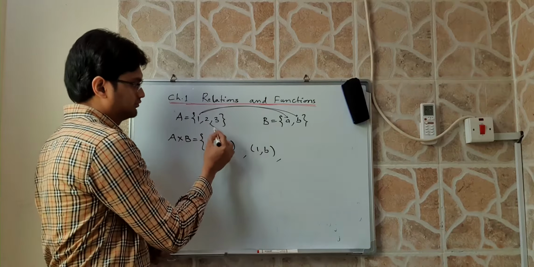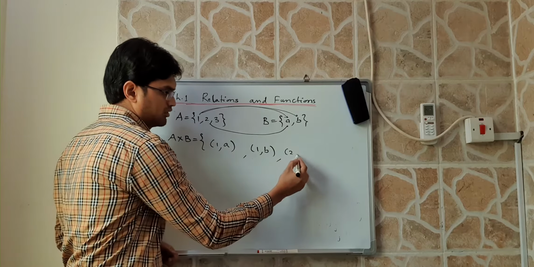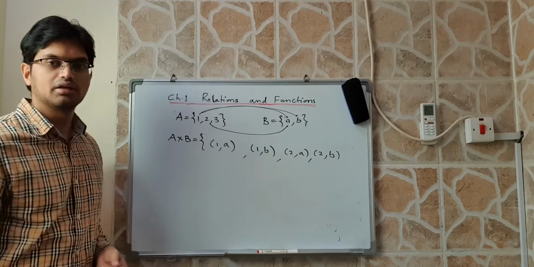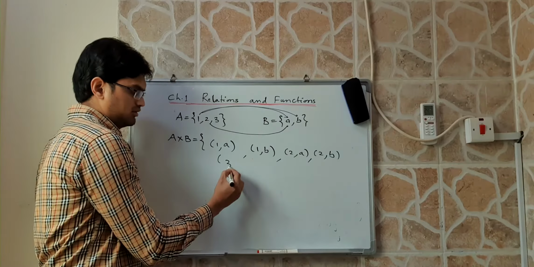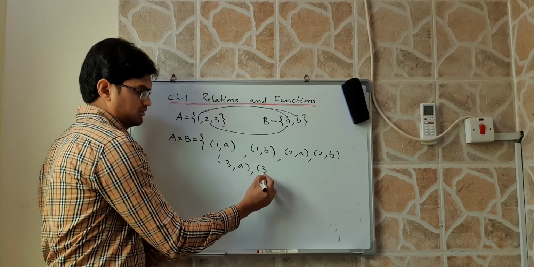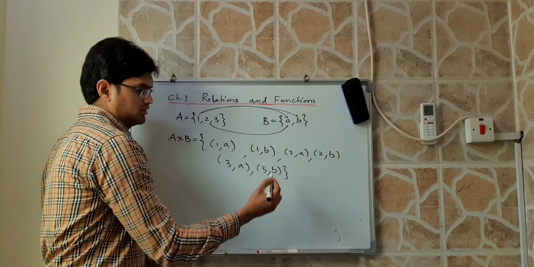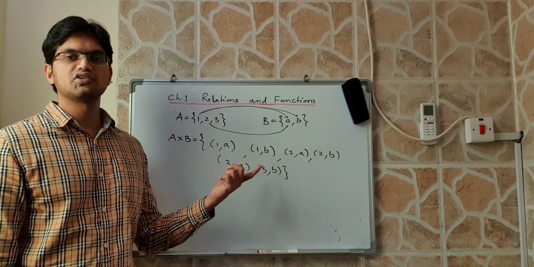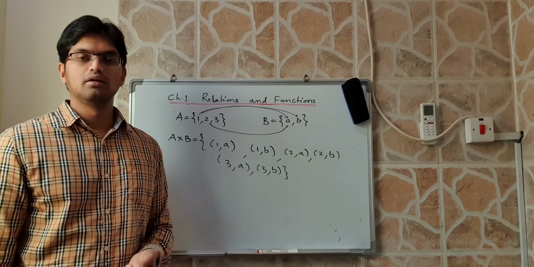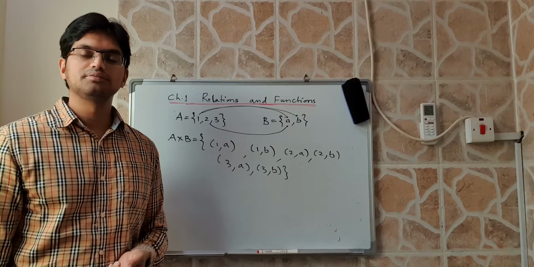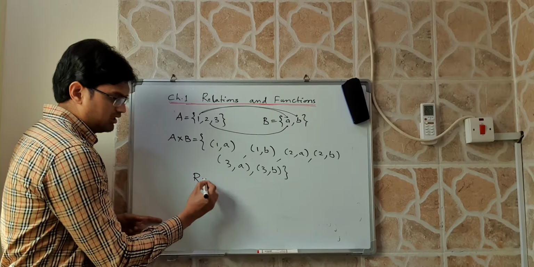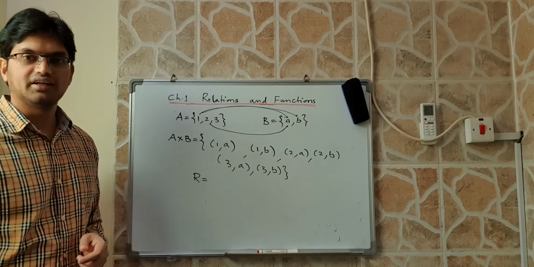Similarly, (2, a), (2, b), (3, a) and (3, b). So this is the Cartesian product A cross B. Now why have we found this? Because let me consider this set R.